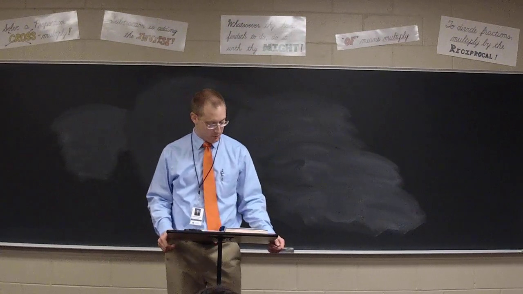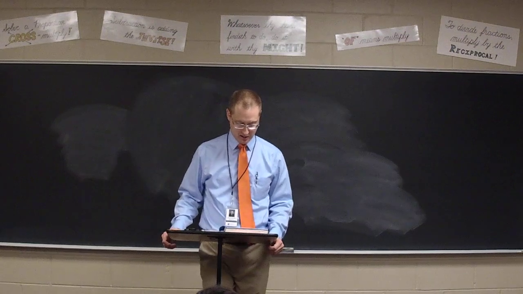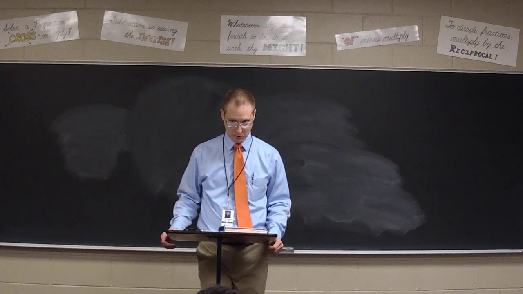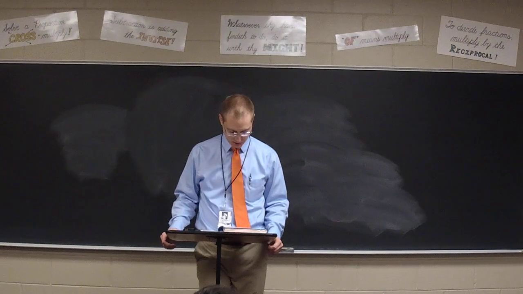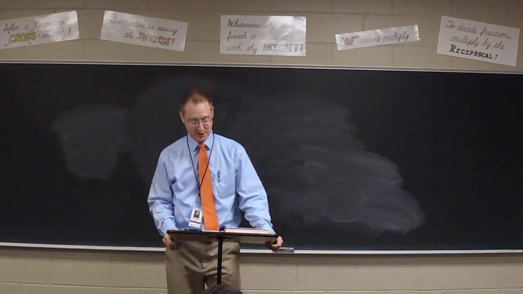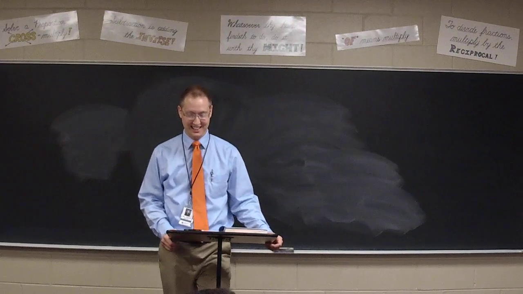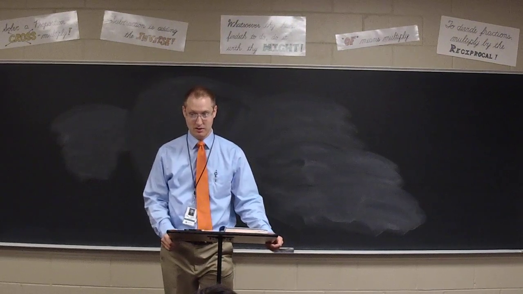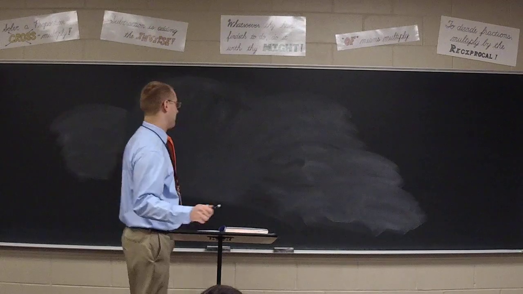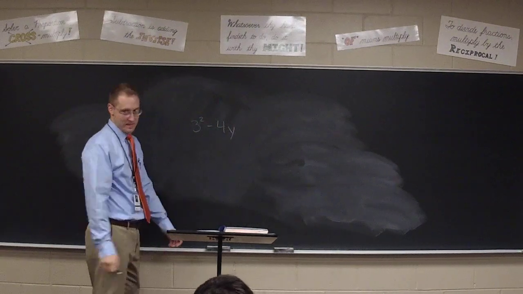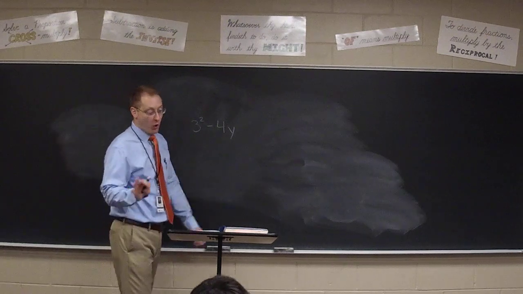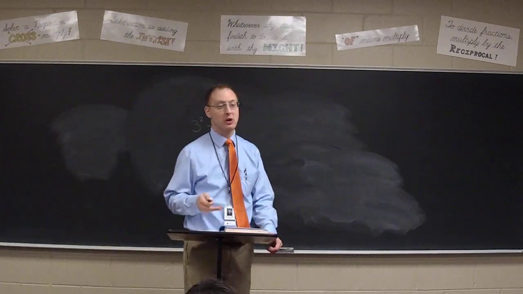Take a look at these together. Number 11, how do we write 3 squared minus 4y? Gavin? How should we have written 3 squared minus 4y? 3 raised to the second, minus 4y. Yeah, it really couldn't have been any easier. They literally spelled out exactly what to write, as long as you read it carefully. So, if y has a value of 2, what's the evaluation?